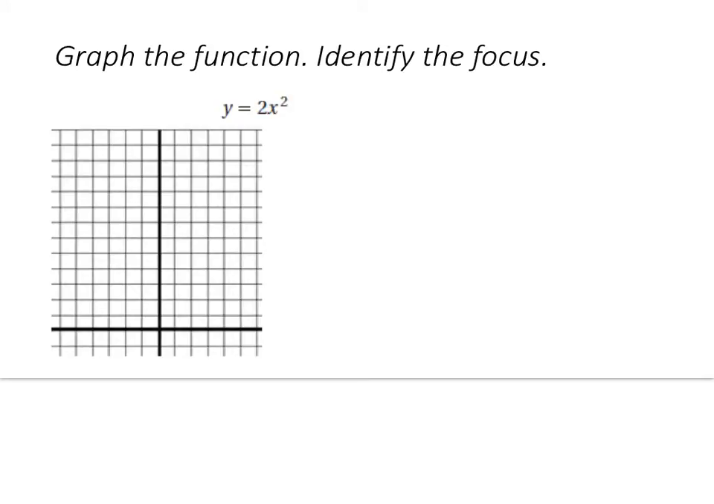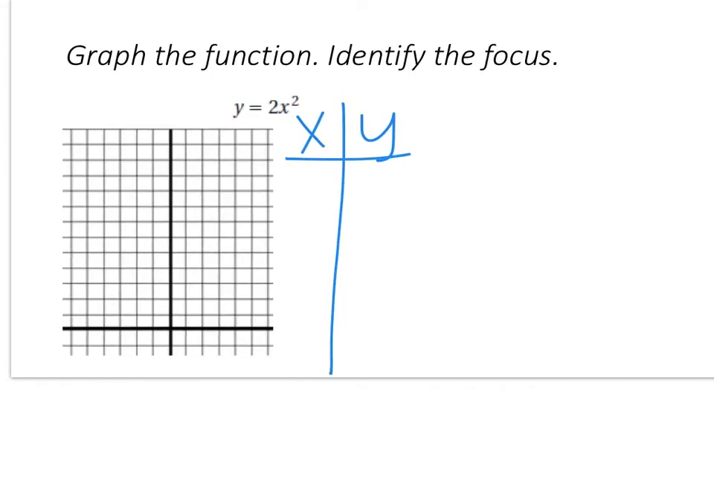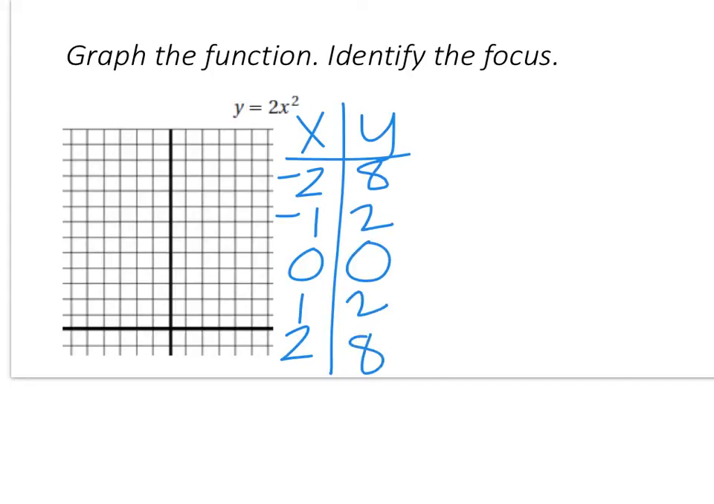Let's do another example. And again, we're graphing the function and identifying the focus. So I'm going to start with my XY graph. This time I'm keeping the scale of my graph as 1, and I just have to plug in my points. So of course, -2, -1, 0, 1, 2. -2 squared is 4 times 2 is 8. -1 squared is 1 times 2 is 2. 0 is going to remain 0, and they're going to swoop around again.